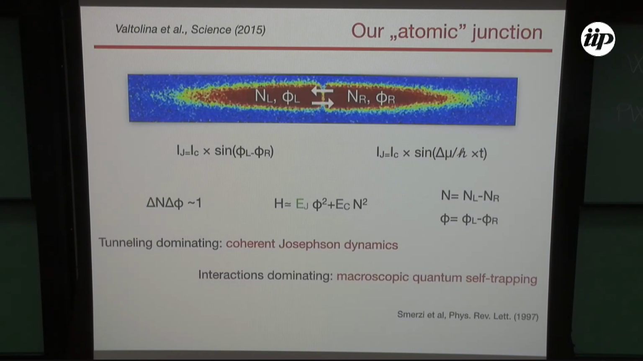Well, in our experiment, this is our junction. So this is our superfluid that can be a BEC, a unitary Fermi gas, or slightly BCS. We just cut it in two parts. And then we study the evolution of population and phase. I will not enter into any detail because Anna was very good in giving me this introduction. Of course, just to note that if tunneling dominates, then you should see Josephson oscillation. If interaction dominates, in the case of an atomic system, you should see the so-called macroscopic self-trapping.